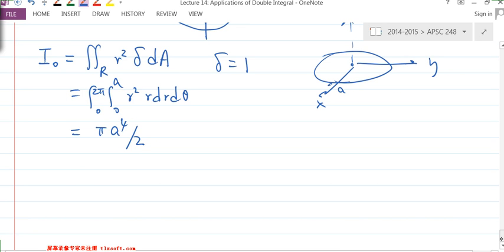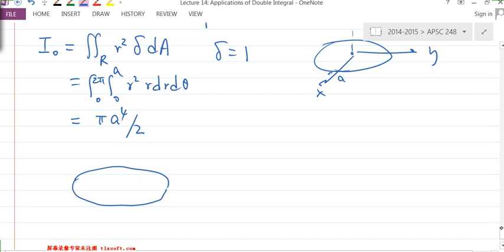Okay, so now here comes the next question. Now if I'm interested, here's a plate. I'm interested in the moment of inertia not about the axis passing through the origin, but about an axis going through any location at the boundary. Maybe it's here, doesn't matter. Basically we want a rotation of this disk about that axis L here. Is that good?